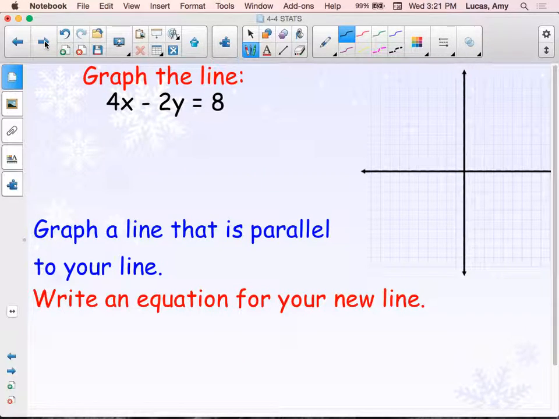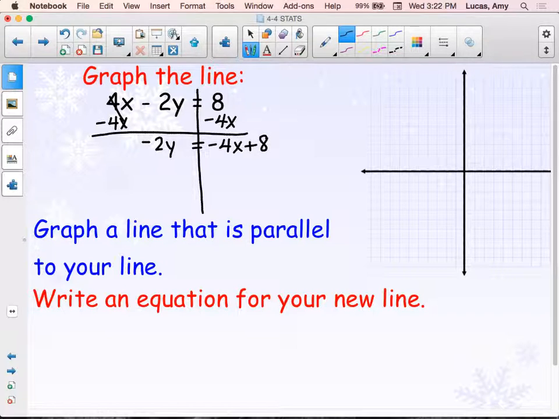The next one, graph the line. So to graph this, I'm going to rewrite it first. So subtract 4x on both sides. Negative 2y equals negative 4x plus 8. Divide by negative 2. Y equals 2x minus 4. So start at negative 4 and go up 2 over 1. You always start at your y-intercept.